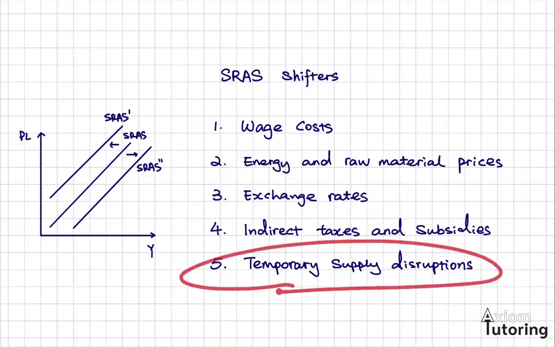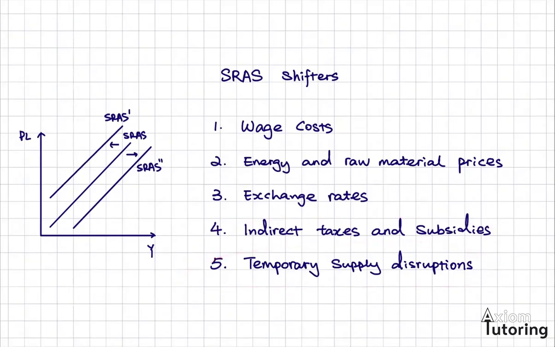Temporary supply-side disruptions can also shift SRAS. More specifically, they can shift SRAS to the left. Natural disasters, wars and strikes, or supply-side breakdowns can reduce firms' ability to obtain inputs or transport finished goods. These events can shift SRAS leftwards even if the economy's underlying long-run resources have not been permanently changed.